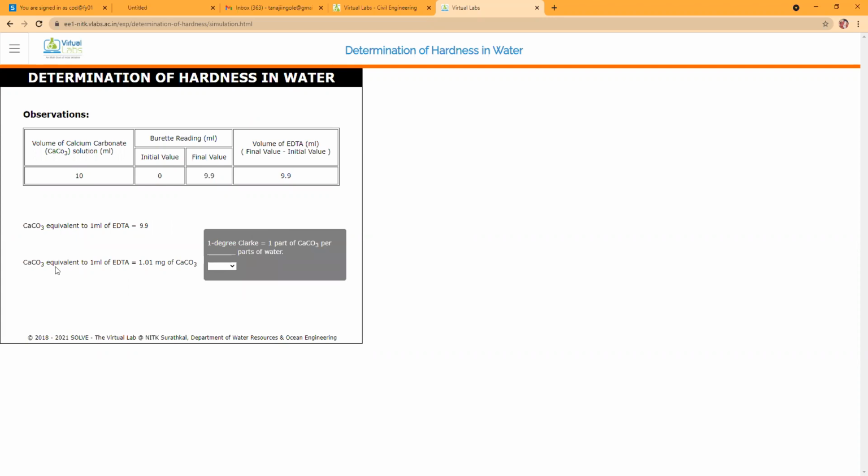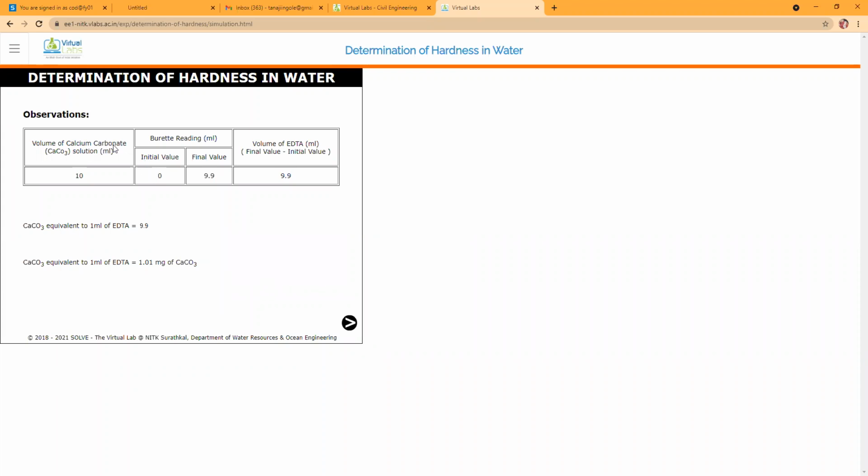CaCO3 equivalent to 1 ml of EDTA is equal to 1.1 milligram of CaCO3. 1 degree Clark is equal to 1 part of CaCO3 per... Now let's check, 17,000, correct answer.